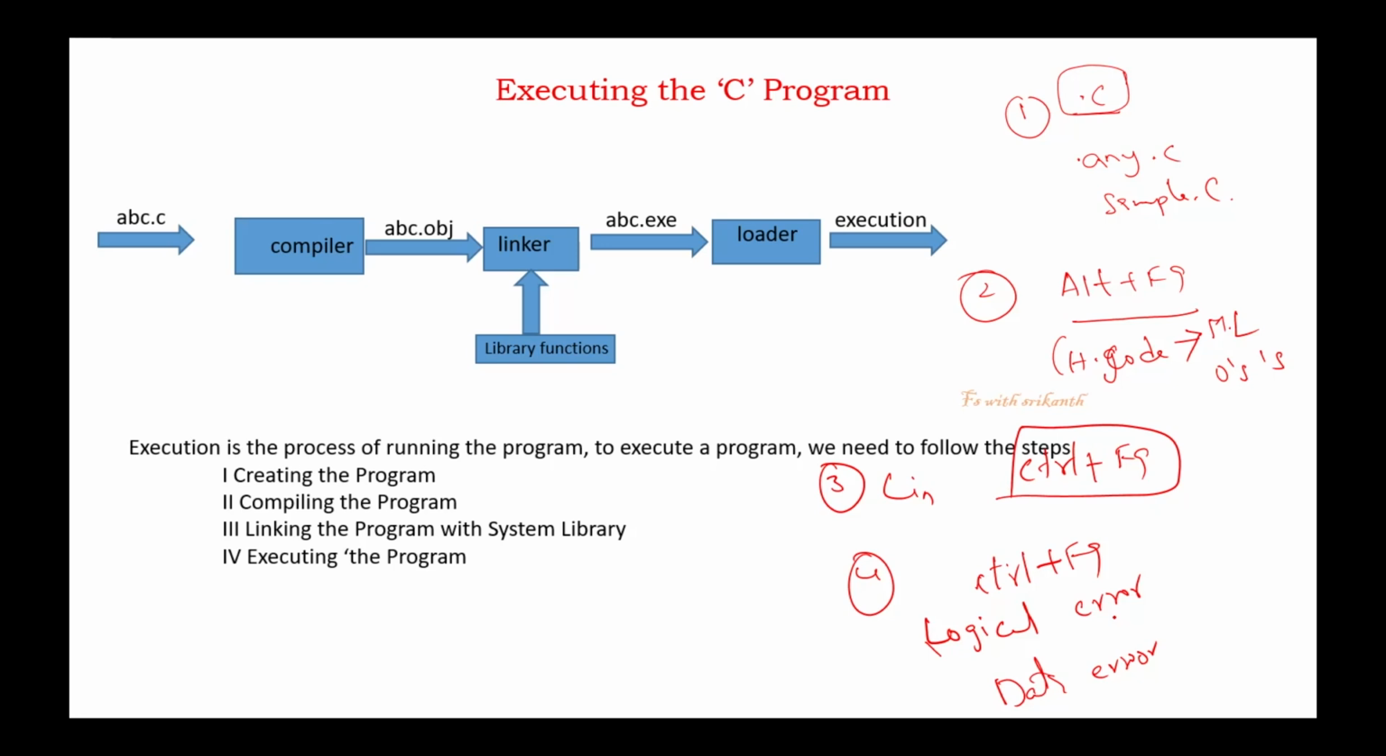In total we have four stages while executing a C program. First is creating the C program, and next is compiling and linking with C library files and executing. So you can remember two things, that is Alt plus F9 and Control plus F9. First one is compiling the program, second one is executing the program and linking with system library files.